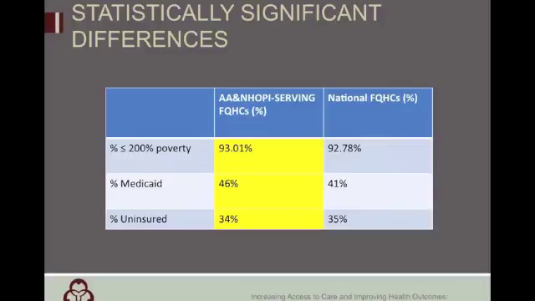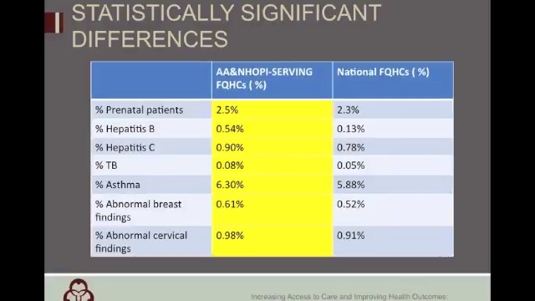In terms of patient numbers, ANHOPI serving FQHCs have a greater number of average total patients, a greater number and percentage of ANHOPIs, and also a higher percentage of patients best served in a language other than English. Here you can see it's 33% at ANHOPI serving FQHCs compared to 23% at the national average. Next slide, please.